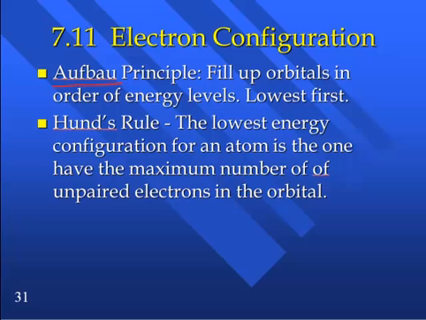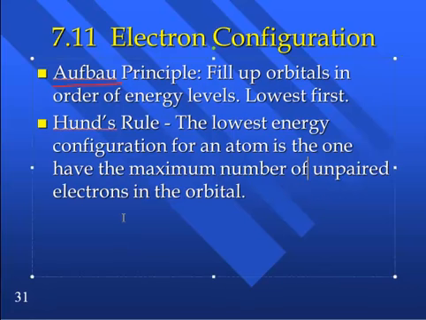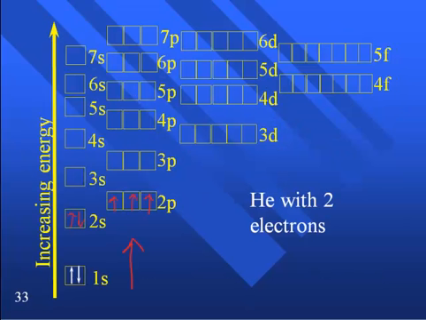Now, Hund's rule says that the lowest energy configuration for an atom is one that has a maximum of unpaired electrons in the orbitals. And so what that means as far as us filling up, you'll notice that when I put in the electrons right here in this diagram, I didn't put one here and then pair up that one in the orbital. It's not going to work like that.